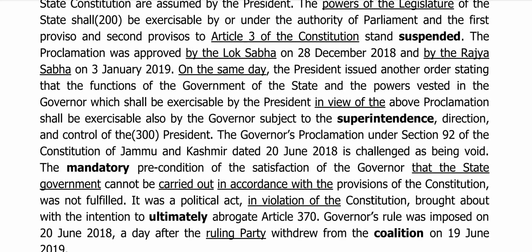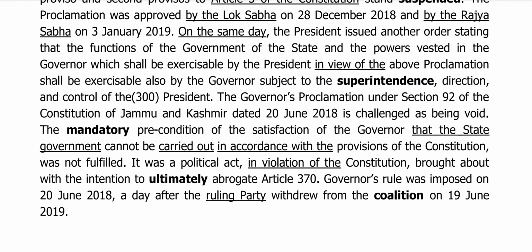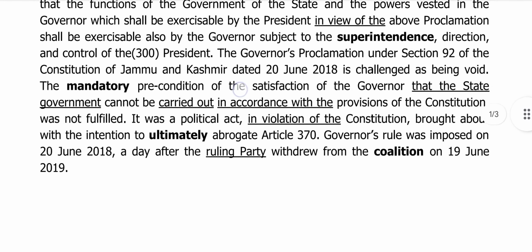The proclamation was approved by the Lok Sabha on 28 December 2018 and by the Rajya Sabha on 3 January 2019. On the same day, the President issued another order stating that the functions of the government of the state and the powers vested in the Governor, which shall be exercisable by the President in view of the above proclamation, shall be exercisable also by the Governor subject to the superintendence, direction and control of the President.